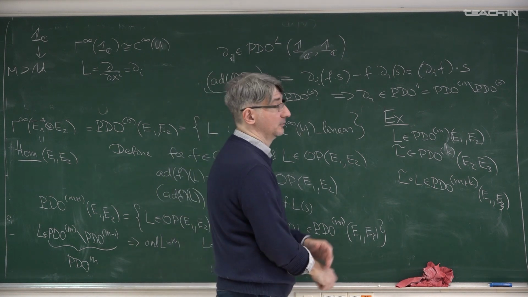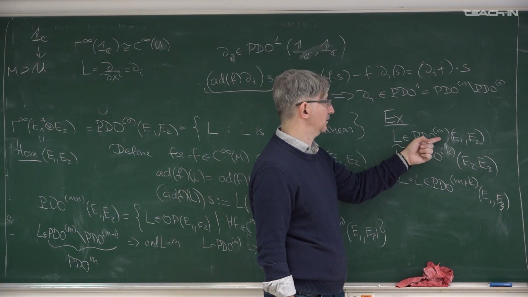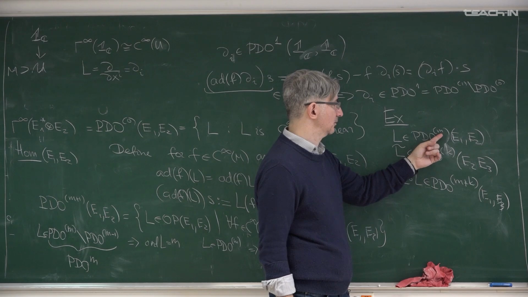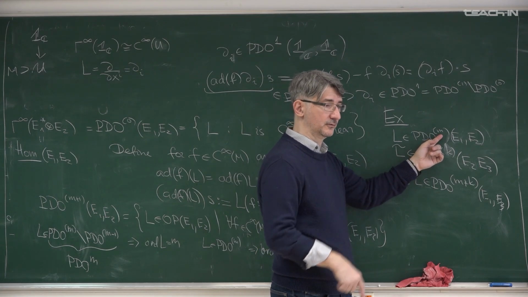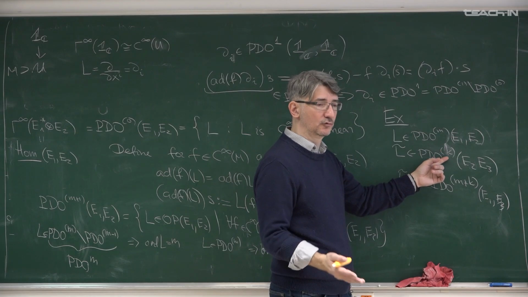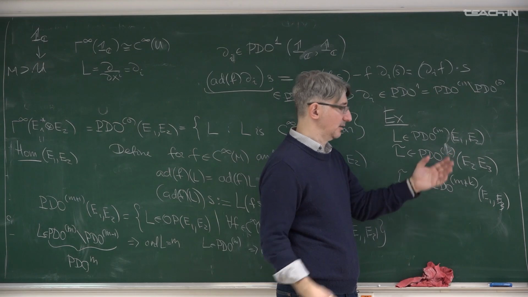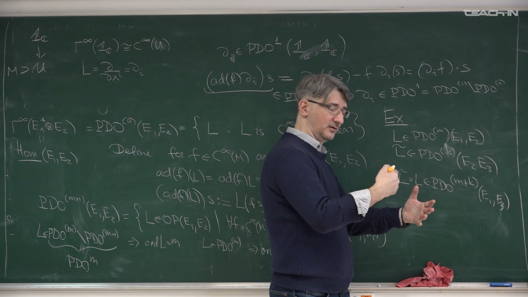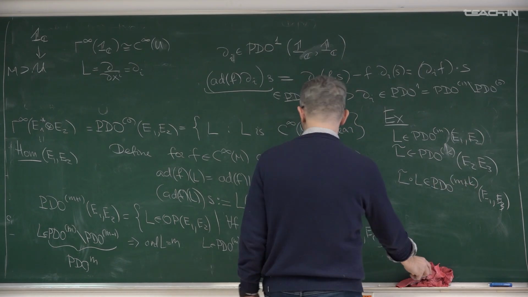In some intuitive picture it's obvious, because this operator contains monomials with at most m partial derivatives, and the other at most k. Then if you take a composition, obviously the number of partial derivatives will be not greater than this sum.